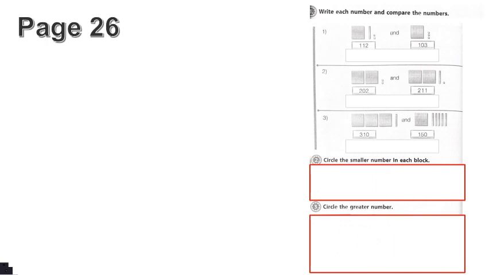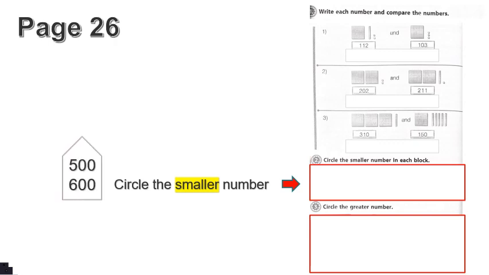First, let's go to number 2. Circle the smaller number in each block. So look at the blocks. There are different kinds of numbers, right? They're in pairs. So for example, here we have 500 and 600. Circle the smaller number. So which one is smaller? Yes, you're right. It's 500. So please circle 500. And you do the rest.